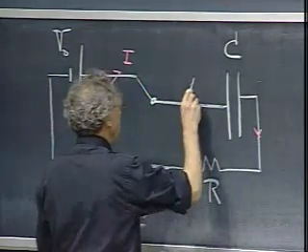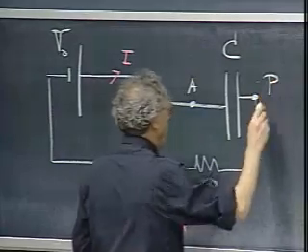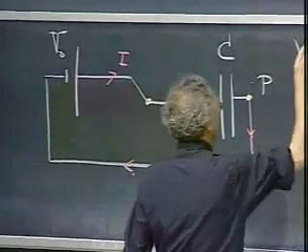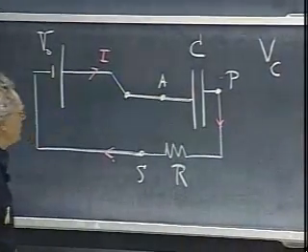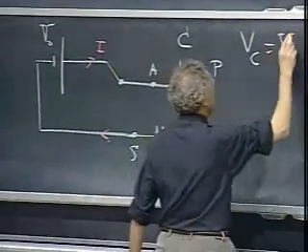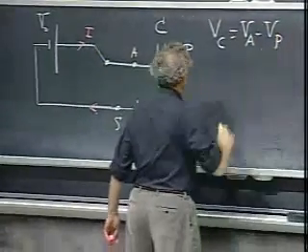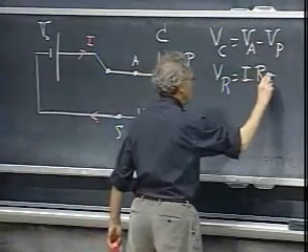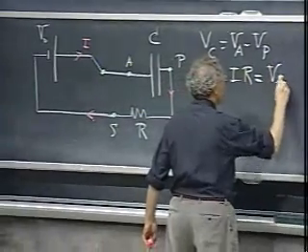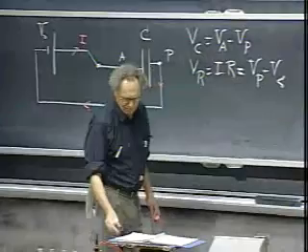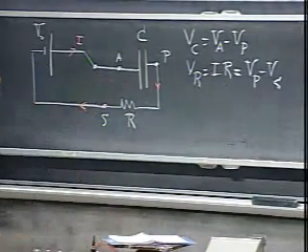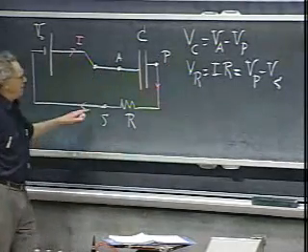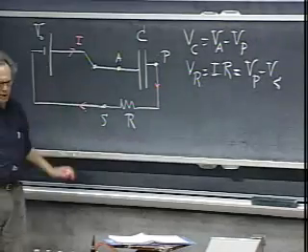If I call this point A here, and this point P, and this point S, to make sure that we're on the same wavelength, I will call the potential over the capacitor VA minus VP. The potential over the resistor is, of course, always I times R, which is V of P minus V of S. The question now is, what is the potential over the capacitor doing as a function of time, and what is the current doing as a function of time as I charge up this capacitor?